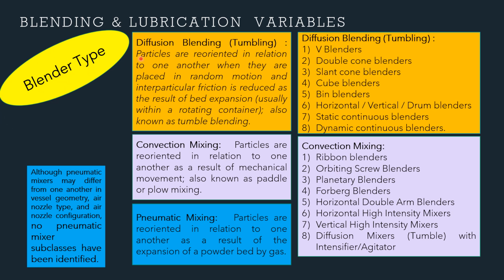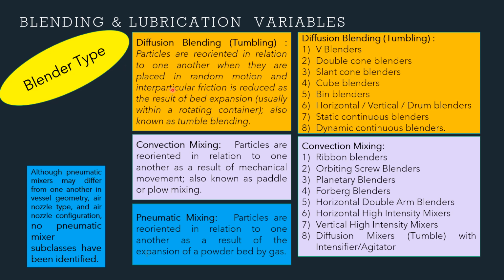Blenders can be broadly divided into three categories. First is the diffusion blender, meaning tumbling. Second is convection mixing. Third is pneumatic mixing. In diffusion blending, particles are reoriented in relation to one another when they are placed in random motion, and inter particulate friction is reduced as the result of bed expansion, usually within a rotating container, also known as a tumbling blender.